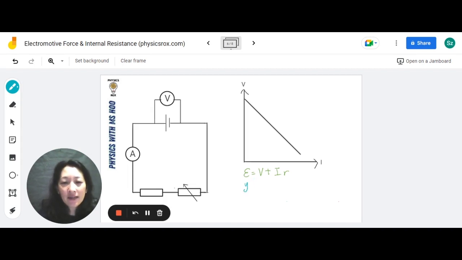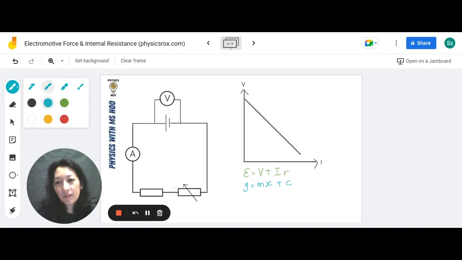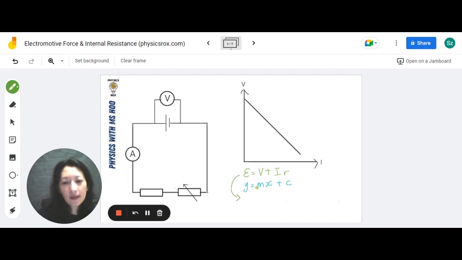Okay, writing out this equation. This is an equation which you should know, that all of you would have learned in math. This is the equation for a straight line, a linear graph. Y is whatever's on the y-axis, m is the gradient of the graph, x is whatever's on the x-axis, and c is the y-intercept. What we need to do is rewrite this equation into this form. So just to show you, now we're going to have to make V the subject because V is on the y-axis. So I'm going to do this step by step so that you can see the process, all right?